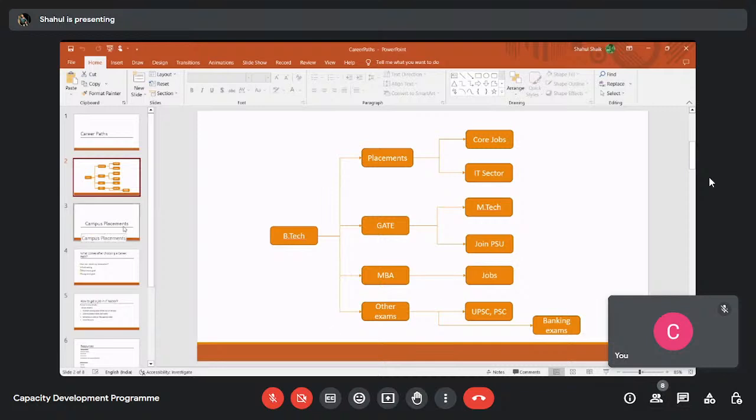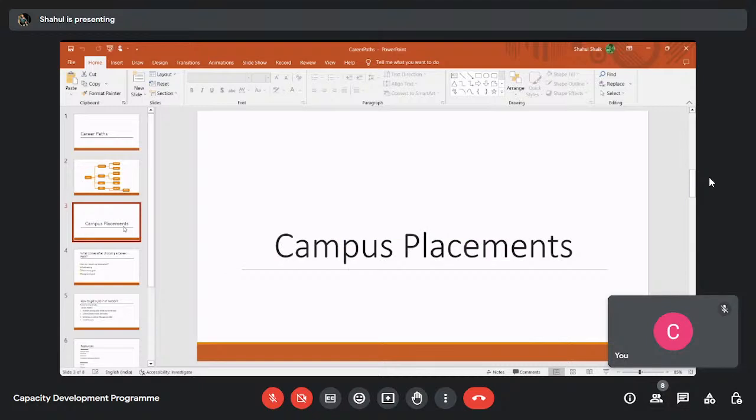For now, let me choose the campus placement, because I'm currently in the IT sector. I'm going to explain how to get a job in the IT sector. Now we are in campus placements. After coming to campus placements, how to get a job in campus placements.